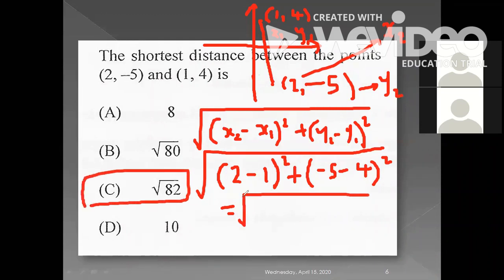So that's going to be 1 squared plus 9. Well, that's negative 9 actually. I mean, you're going to get positive 81, give or take, but it's actually negative 9. So negative 9 squared is 81, and 81 plus 1 is 82. So the answer there is root 82. Any questions?